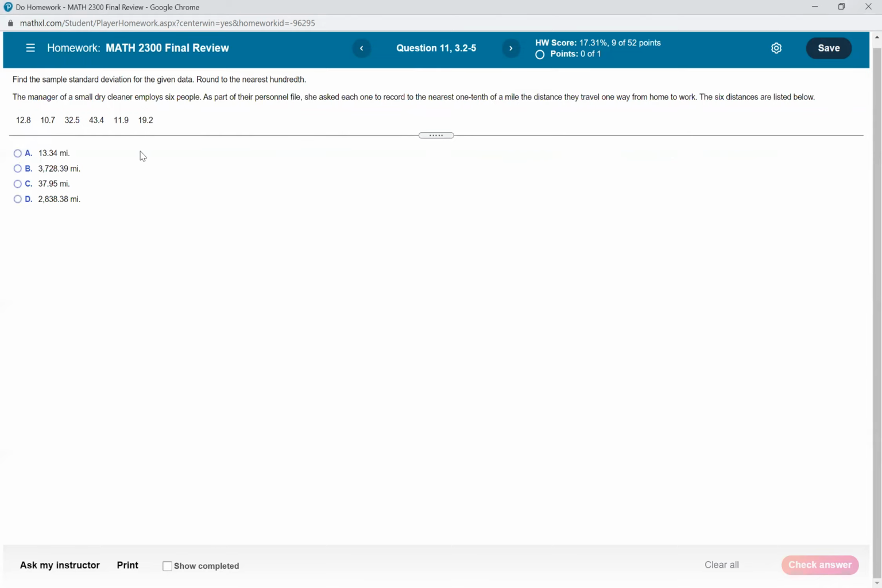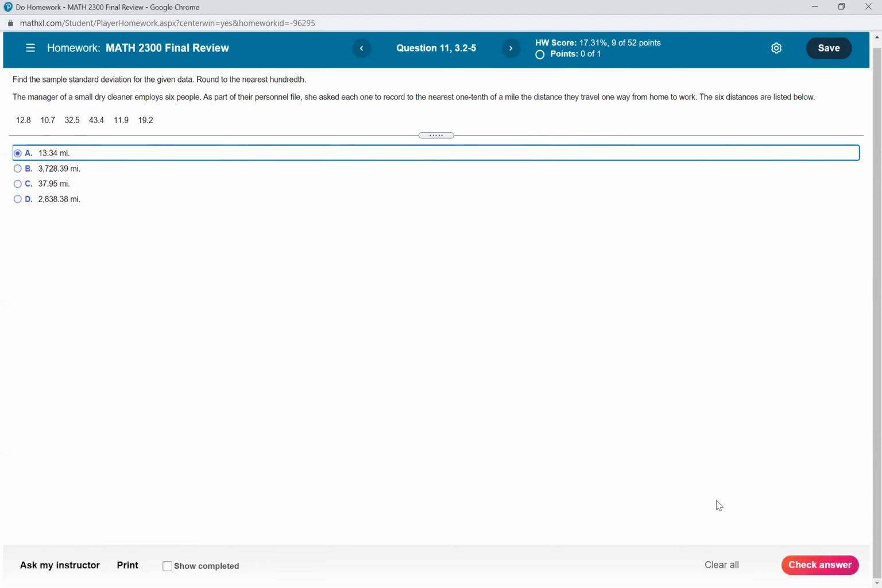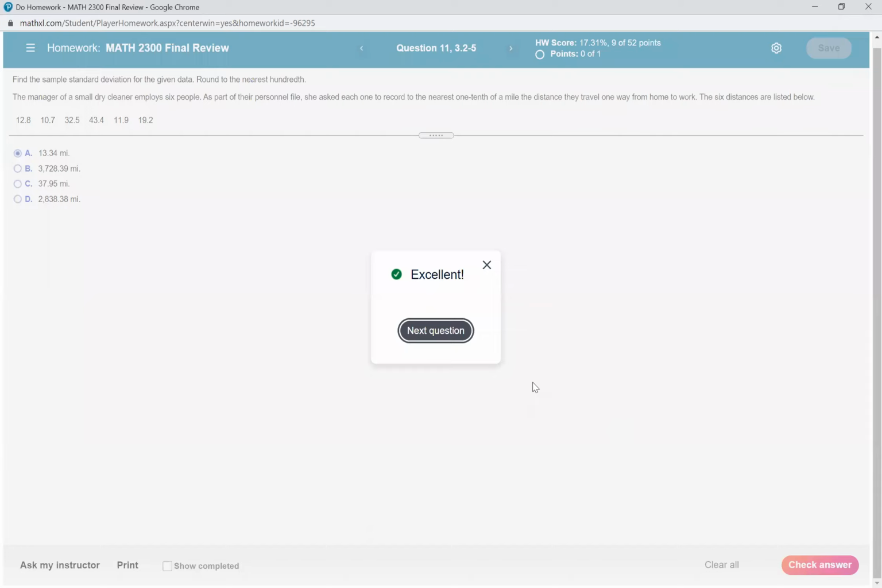Okay, so here we need to find the sample standard deviation. You can use the calculator to find the sample standard deviation. And this is 13.34.